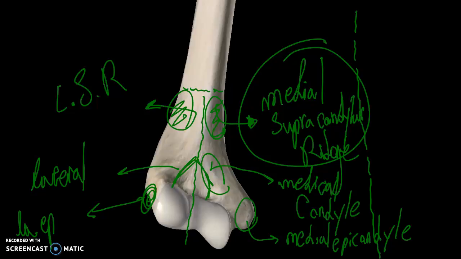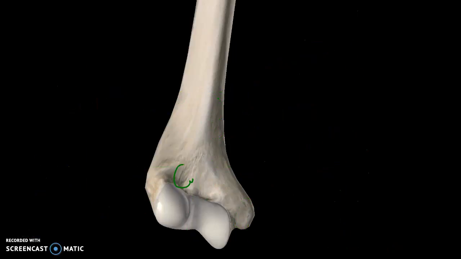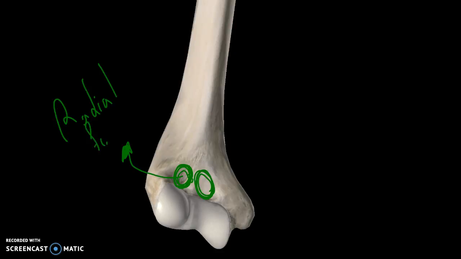Now, let me clean this up. Now you can see there are two holes here. Not holes, but more of a structure that's here. And this is known as the radial fossa. And this structure is the coronoid fossa. Coronoid fossa and radial fossa.